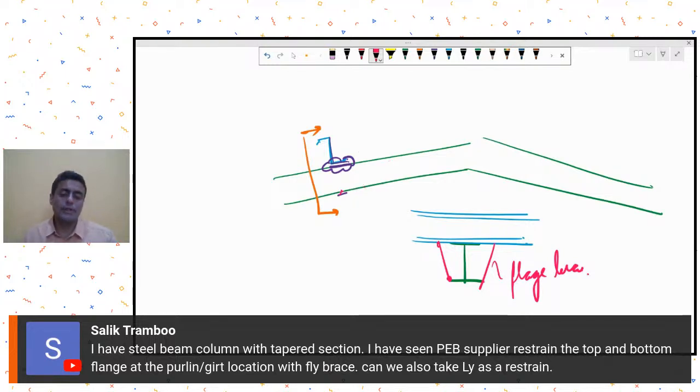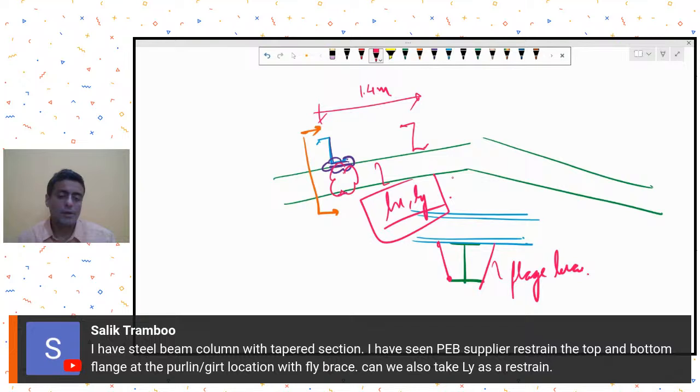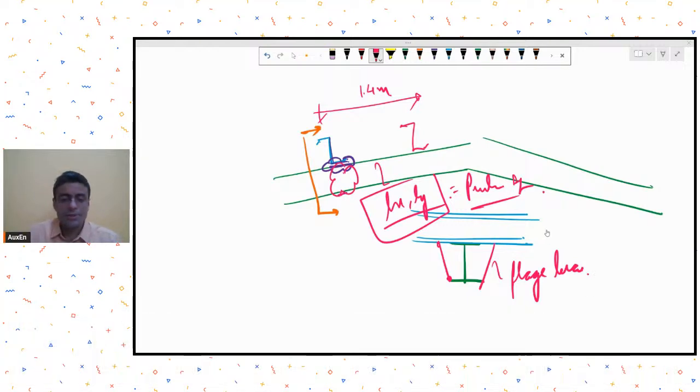because of the presence of flange bracing at the bottom flange, and because of the presence of purlin at the top flange, I can assume this rafter to be effectively restrained against lateral torsional buckling and for compression calculation in this direction. Therefore, whatever is my purlin to purlin spacing, I can take my LX and LY for lateral torsional buckling calculations and for compression calculations equal to the purlin spacing. Is that clear? Yes, very good.